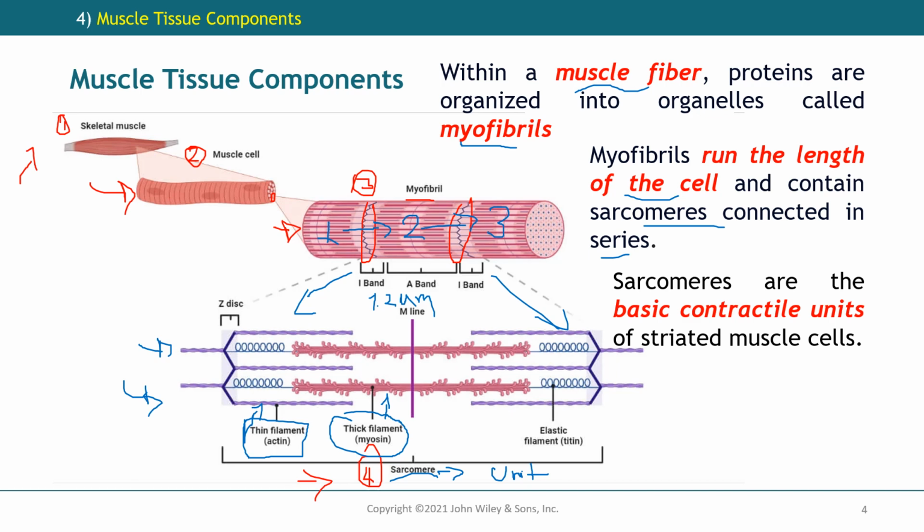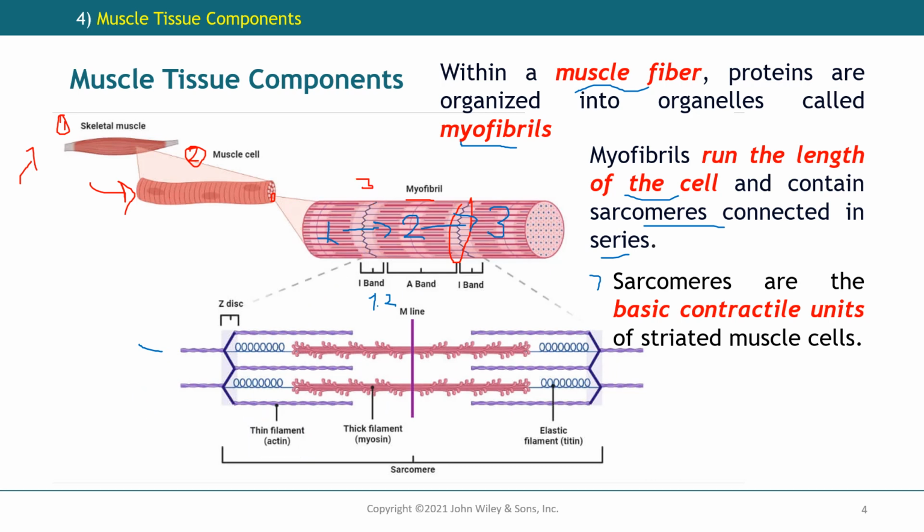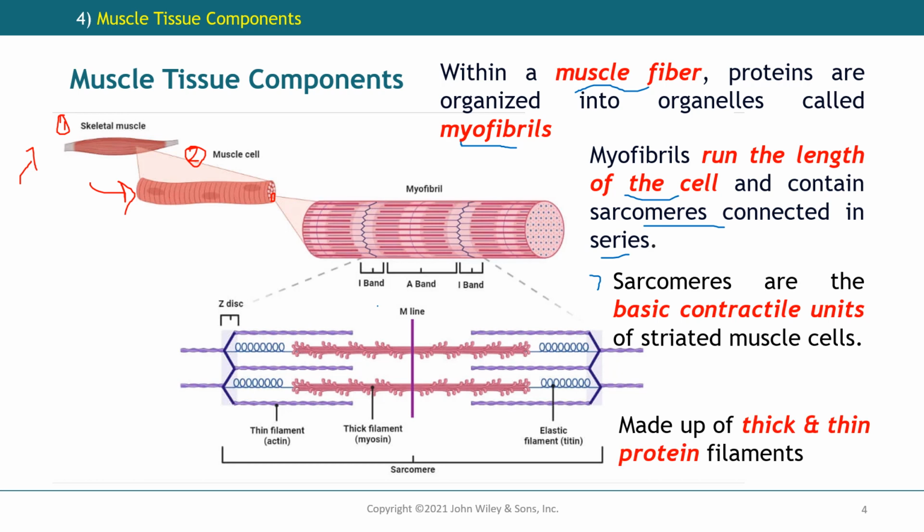In addition, I told you that sarcomeres are the contractile units of striated muscles. Yeah, so that is very important. Please, again, take notes of that. And finally, I told you that they are made up of thick and thin proteins, that those are located here. So thin here, the purple ones, and here the thick ones that are the red ones.